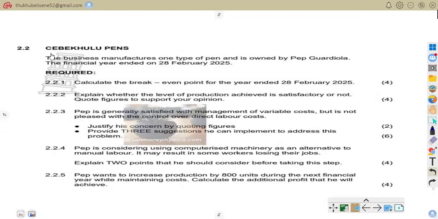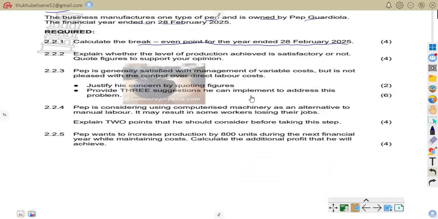2.2 says Zebu Kulu pens. The business manufactures one type of pen and is owned by Pep Odiola. The financial year ended on 28 February 2025. Required now, calculate the break-even point for the year ended 28 February 2025. So that is the first requirement that we are asked to do.